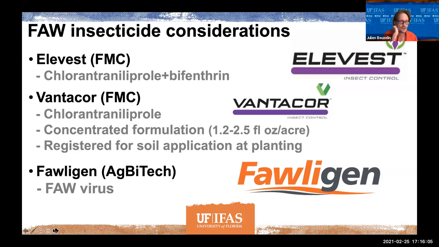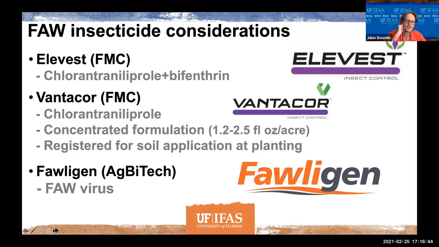There is also a new product called Ventacor. This one is chlorantraniliprole only. So it's close to Corgen, for example, but this is a concentrated formulation, 1.2 to 2.5 fluid ounces per acre. So it can be potentially more convenient, but this particular insecticide is also registered for soil application at planting. We're not sure how effective those applications at planting would be, especially in muck soils, but this is an option that we have with this insecticide.